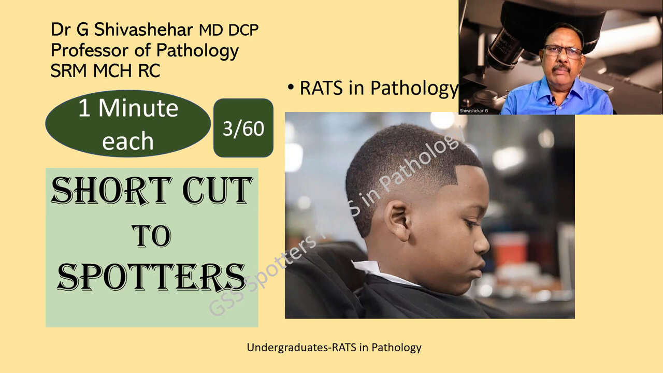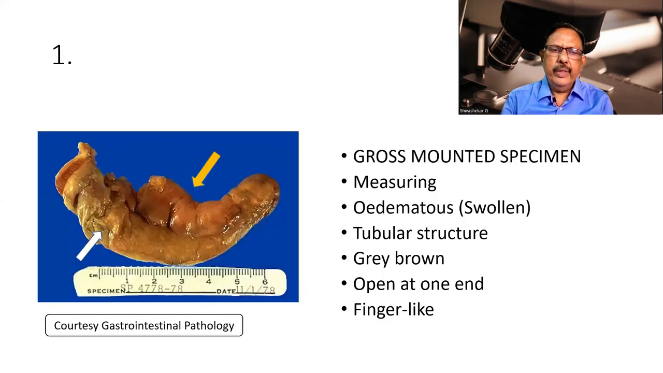The time and the number are on the screen. This is a mounted specimen measuring... You are supposed to write the measurements: length, if possible, the thickness. It is edematous or swollen and grayish brown in color.